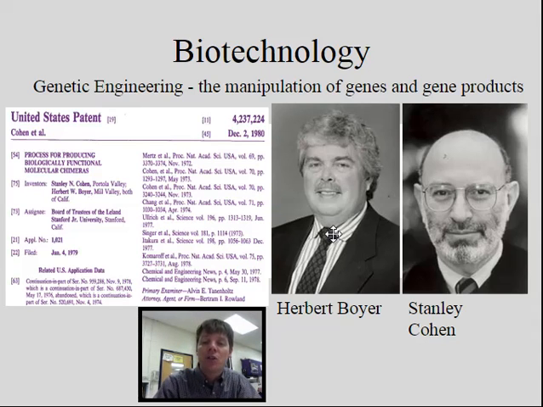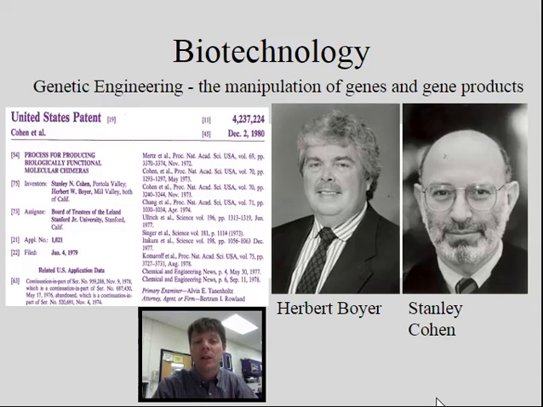The individuals pictured here and here are Herb Boyer and Stanley Cohen. They performed a landmark experiment in which they moved a gene from a frog into bacterial cells. This created the first transgenic organism. A transgene event means that we're moving a gene across species barriers. So again, you're taking a gene from a frog, one species, and moving it into bacterial cells. This is a different species.